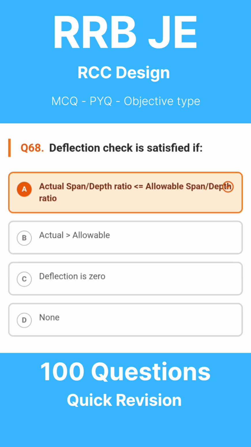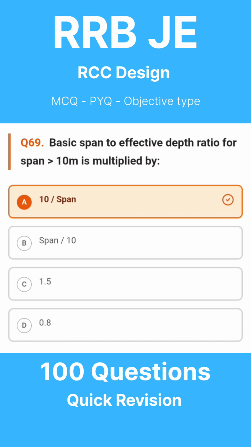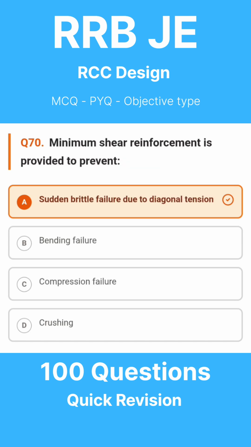Question 68. Deflection check is satisfied if. The correct answer is actual span divided by depth ratio less than equals allowable span divided by depth ratio. Question 69. Basic span to effective depth ratio for span greater than 10 meters is multiplied by. The correct answer is 10 divided by span. Question 70. Minimum shear reinforcement is provided to prevent. The correct answer is sudden brittle failure due to diagonal tension.